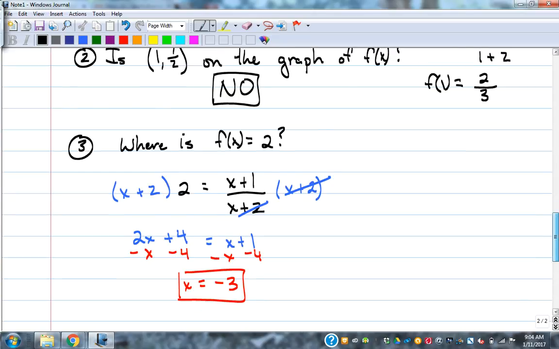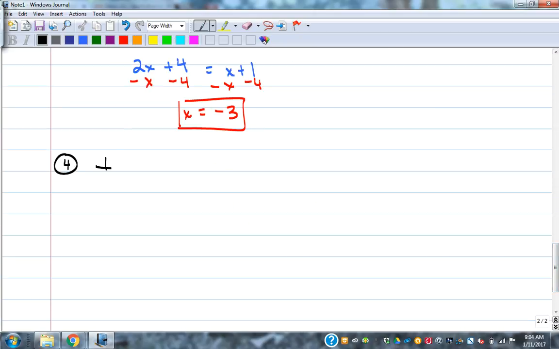Last question. Intercepts. Again, what intercepts are we finding? X and Y. All right. Where do x-intercepts occur? X-intercepts occur on the x-axis. It's crossing the x-axis. What's the y value on the x-axis?